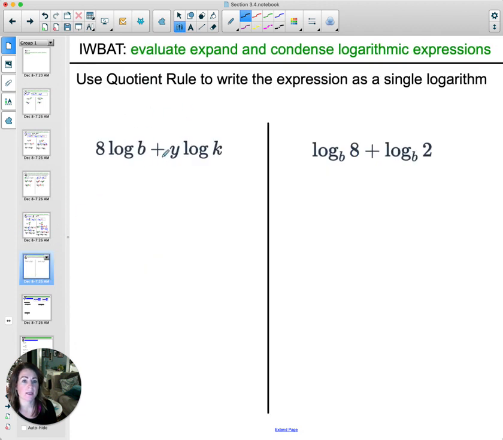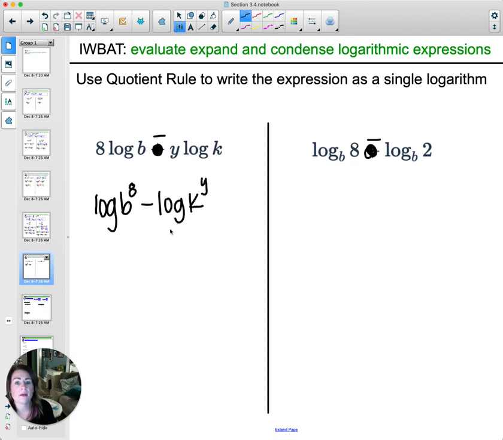So then you can condense these. I say quotient rule, and then I've got additions in here, so let me change those to subtractions. Okay, so let's put these together. So first thing, again, you want to do the power rule. So log b to the 8th, and then minus log k to the y.